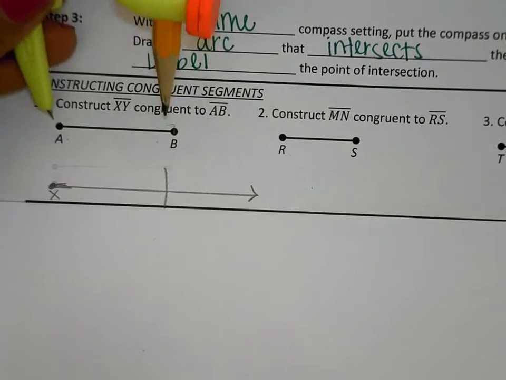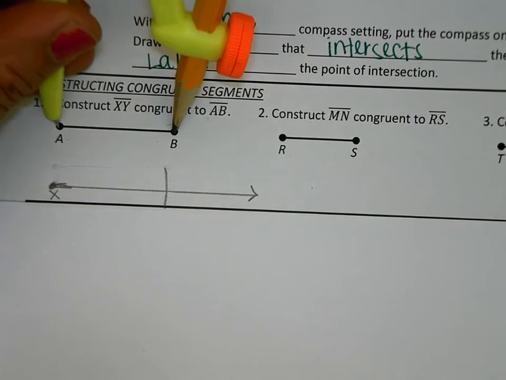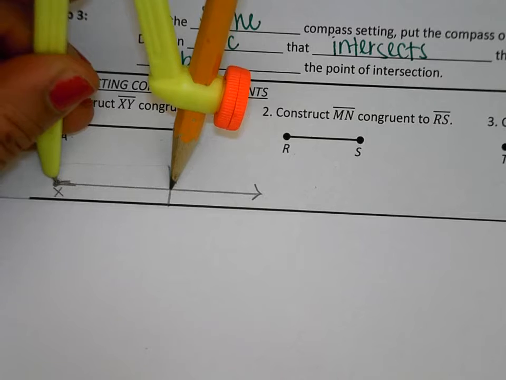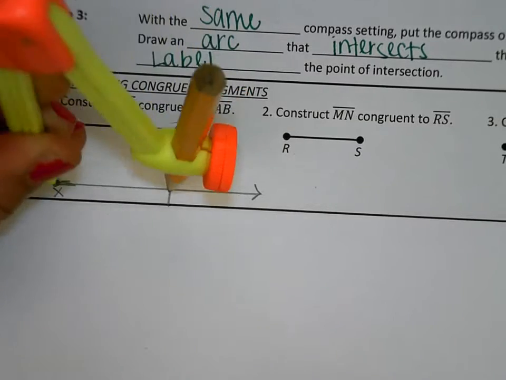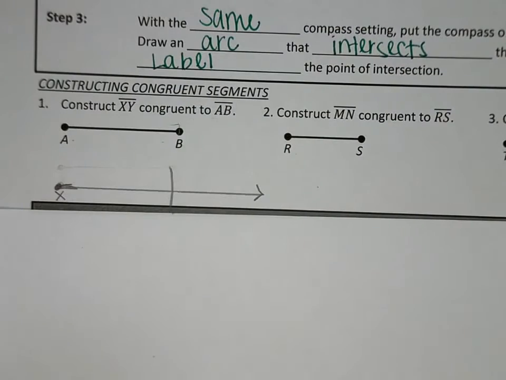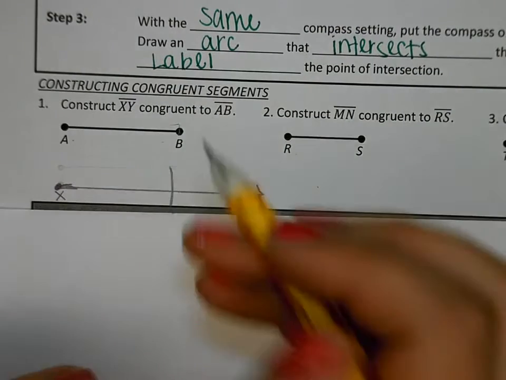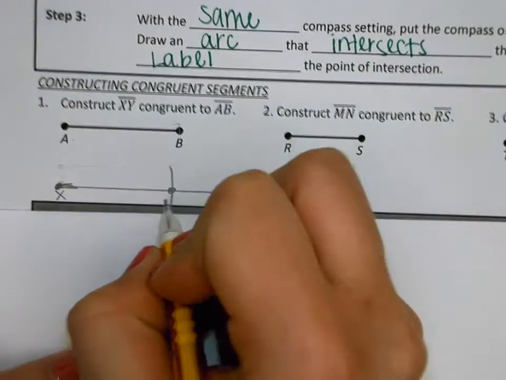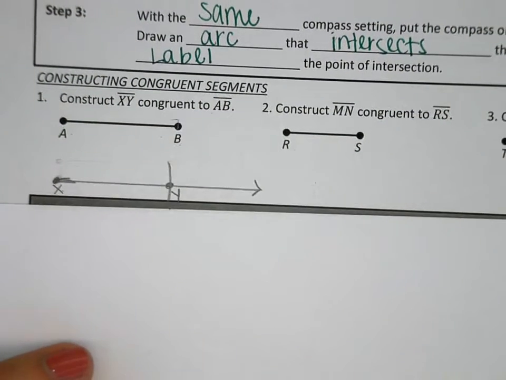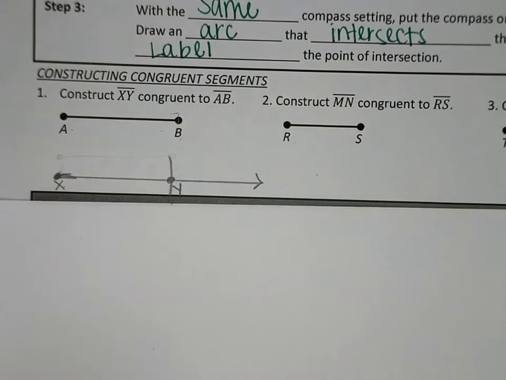I'm going to put my compass with the endpoint on A and the pencil on B, and then I just move it straight down to my ray. The endpoint goes on X, and I make a mark there. So I draw an arc. Okay? This point of intersection is Y, and now we have segment XY congruent to segment AB, because my compass did not change openings. Does that make sense? So we know that it's the same size.